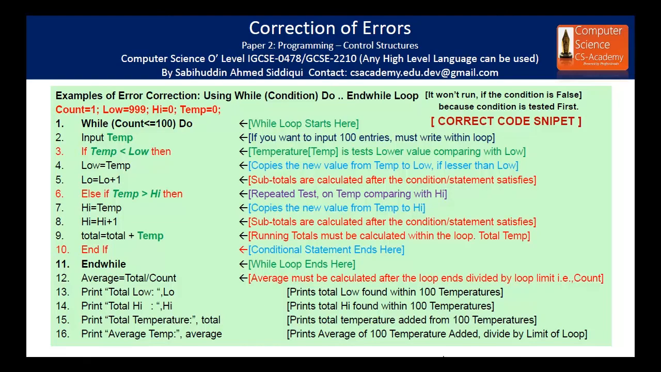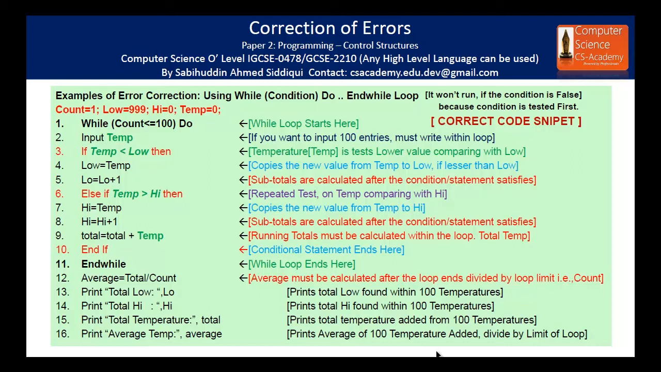Hi everyone. So now this is the while loop, which is a precondition test loop, and you can see something different here. In the previous two loops, for and repeat, the counter was initialized with A, but here you can see three different values: one is count, one is low, one is high, and one is TMP. These are the constants for testing different values stored in these variables, or you can say the flags.